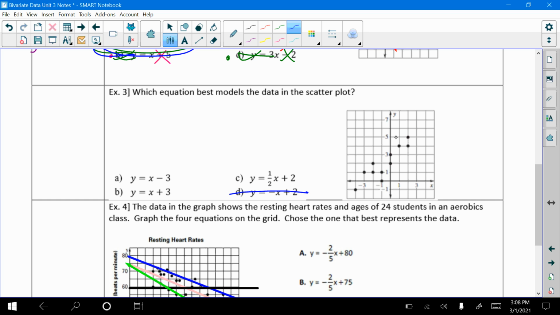Now, I don't even have a negative y-intercept on here. So I could actually get rid of this one as well because this is -3. That'd be way down here. It's 1, 2, that'd be like down here as a starting point. That's not anywhere near my data, so I could probably get rid of that one as well.